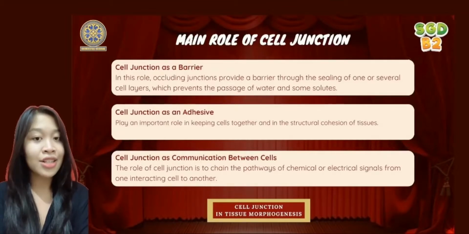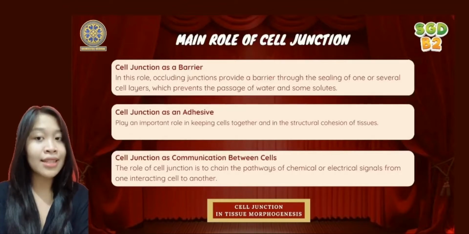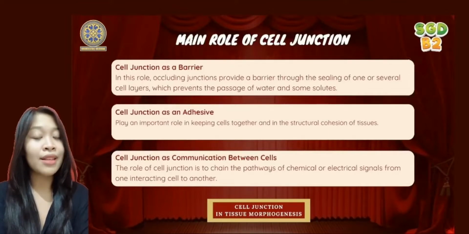Second, cell junctions are adhesive. Cell junctions attach to components of the extracellular matrix and anchor to each other, thus playing an important role in keeping cells together and in the structural cohesion of tissues. A desmosome or macula adherens is a related adhesive junction. This connection resembles a single spot weld and doesn't form a belt around the cell, as the name implies.